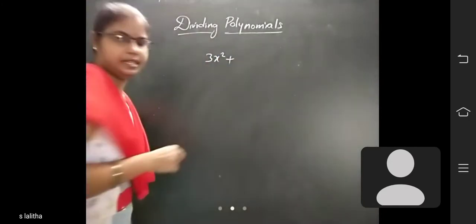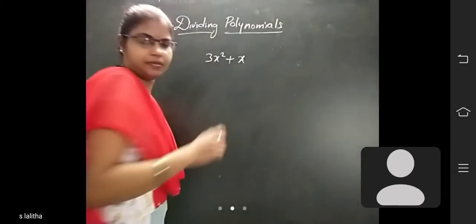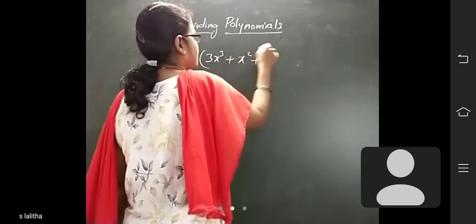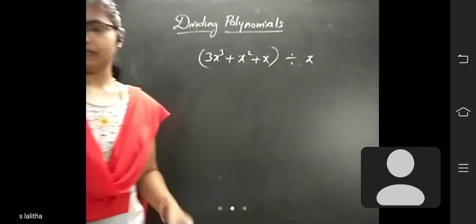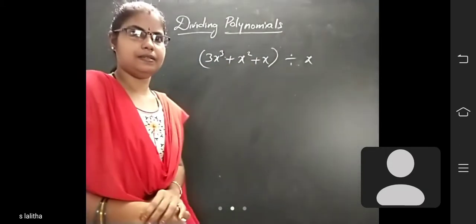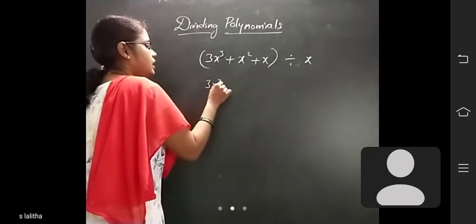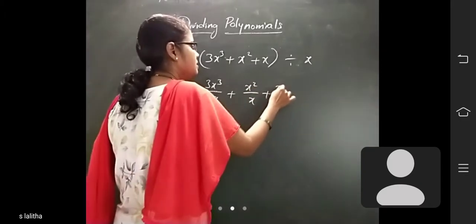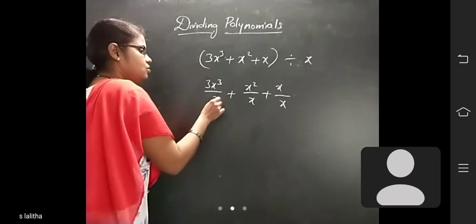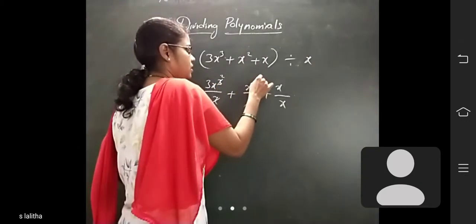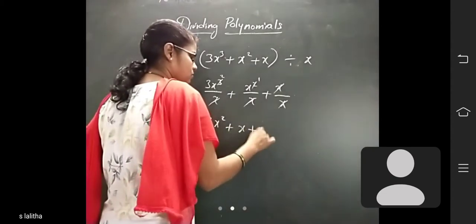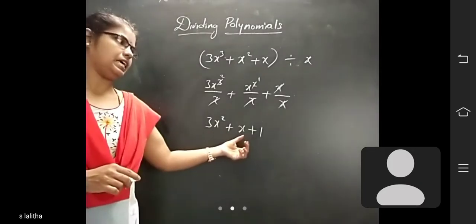3x cube plus x square plus x, this whole divided by x. Now how can you do it? 3x cube by x, plus x square by x, plus x by x. So 1 is remaining. So what is the answer? 3x square plus x plus 1.